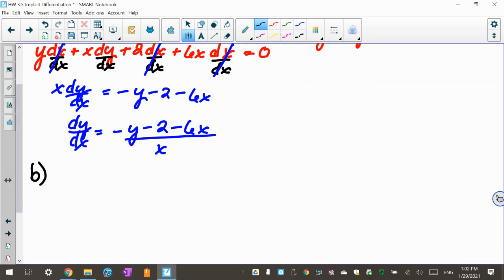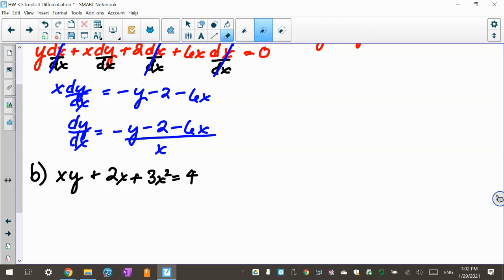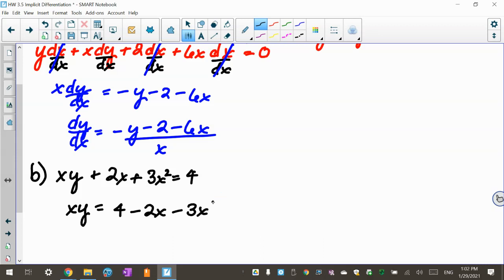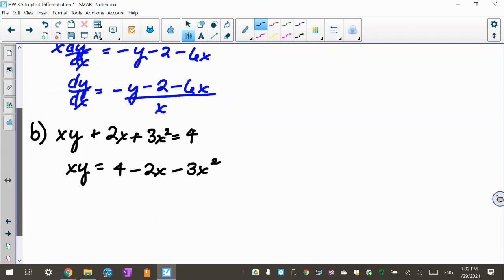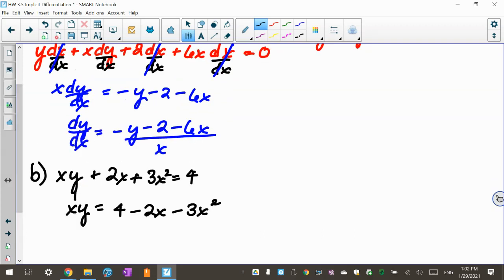So I'm going to take my original. So I have xy plus 2x plus 3x squared equals 4. And then I'm going to isolate the y so I can do this differentiation explicitly. So I have xy equals 4 minus 2x minus 3x squared. So I just kind of moved them all over to the other side. And you can rewrite in a different order. And then I'm going to divide through by x.